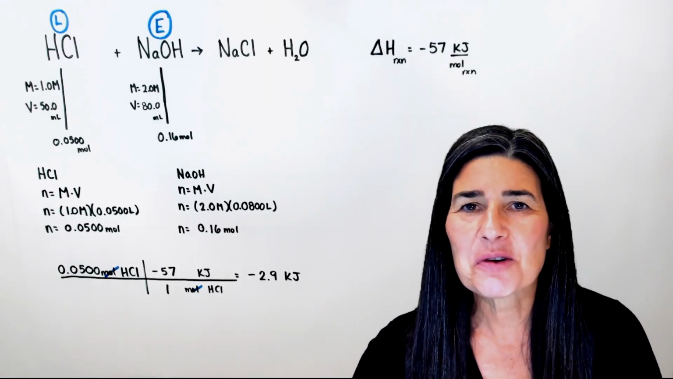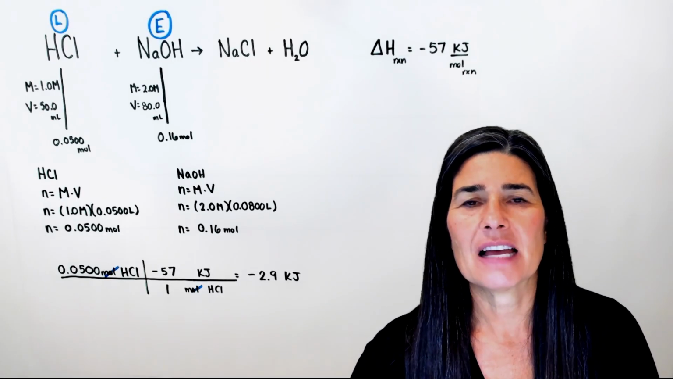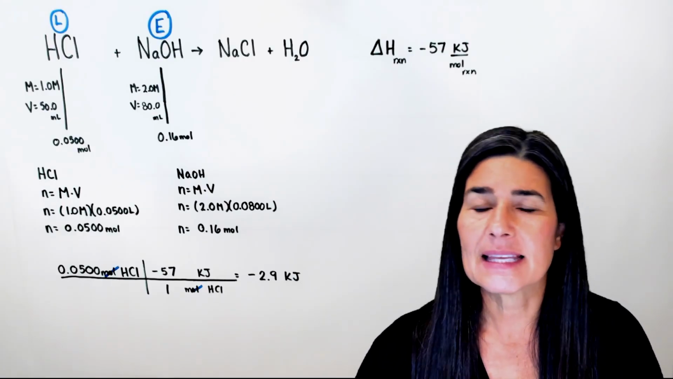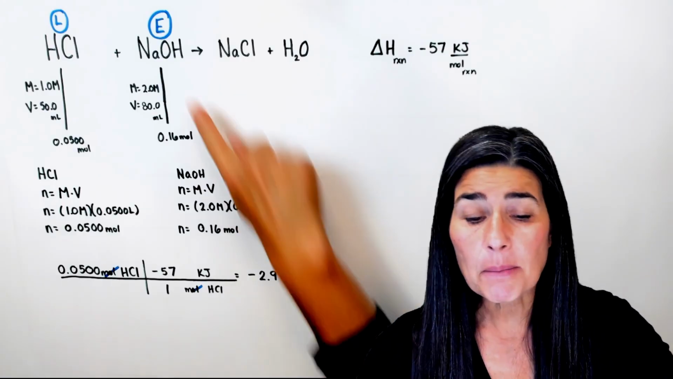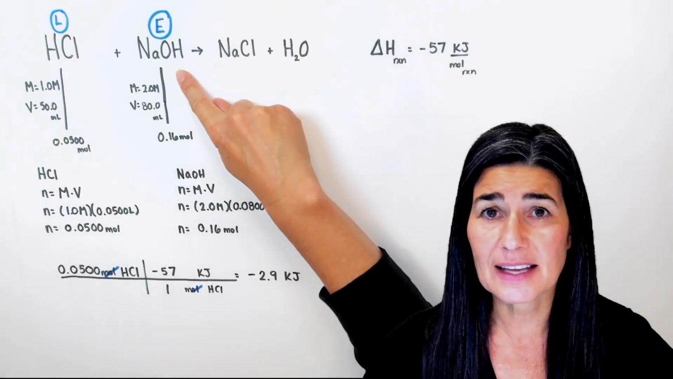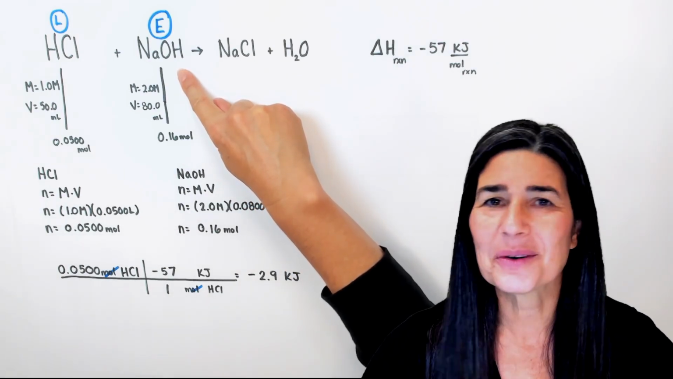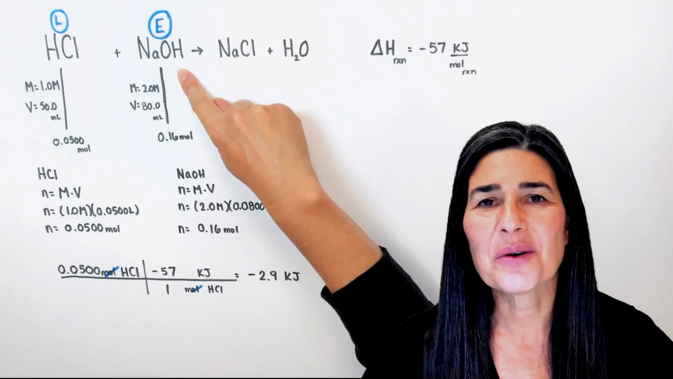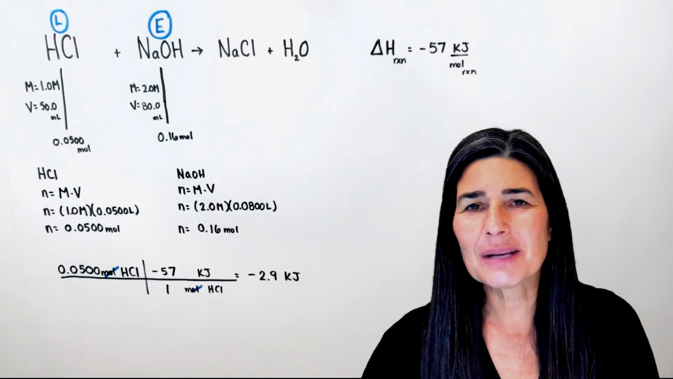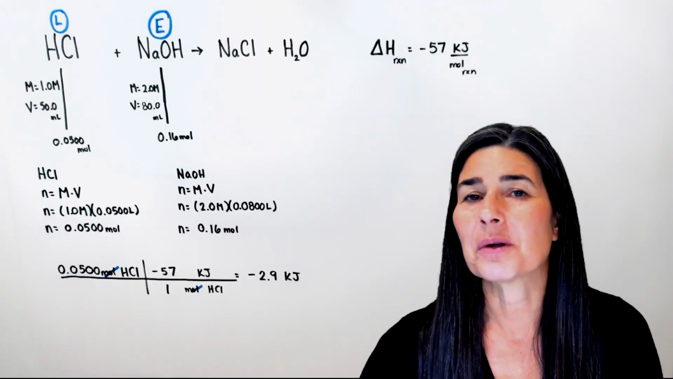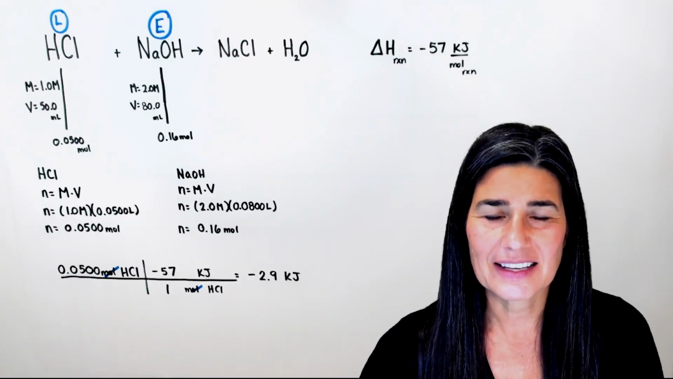All right, let's go for parts B and C of this question. Part B says, what's going to happen to the heat that's released if we double the amount of sodium hydroxide? Well, notice, sodium hydroxide was your excess. We already had too much. If we add extra sodium hydroxide, nothing's going to happen. No extra heat will be released from this reaction.